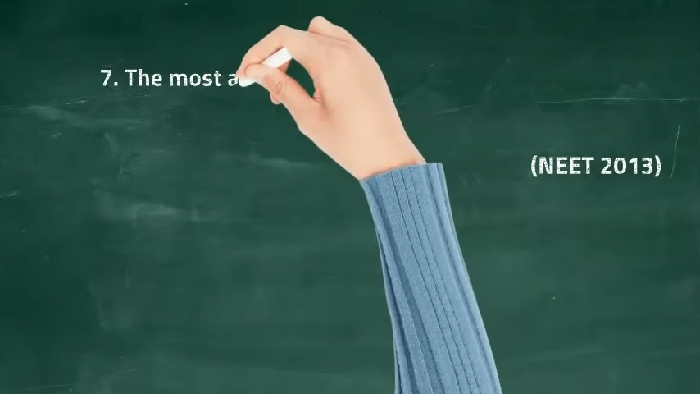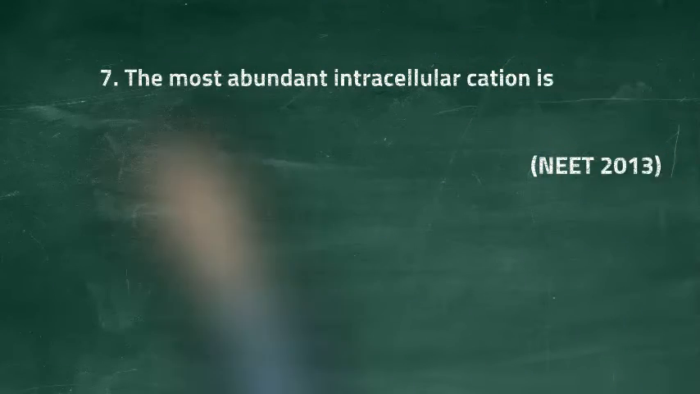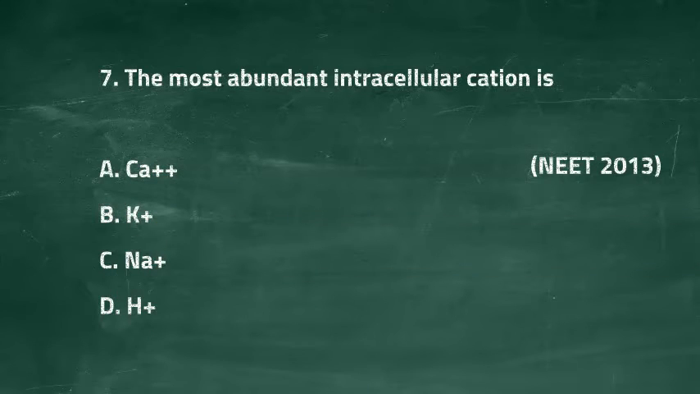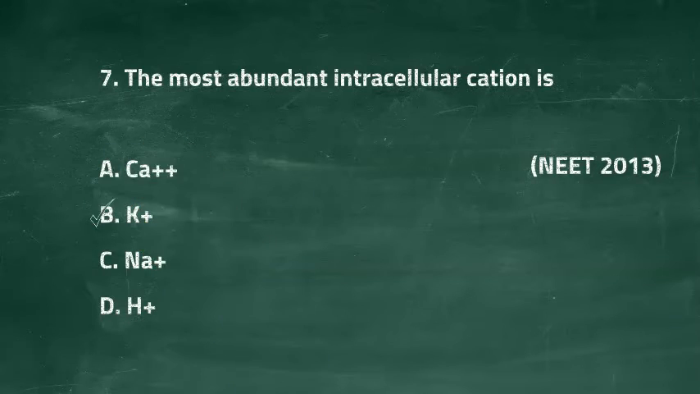Question 7. The most abundant intracellular cation is: option A is calcium positive, option B is potassium positive, option C is sodium positive, and option D is hydrogen positive. The right answer is option B, which is potassium positive.